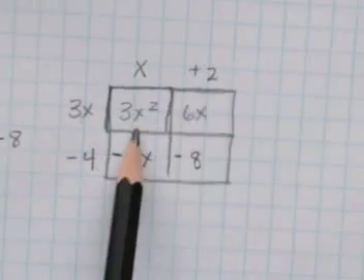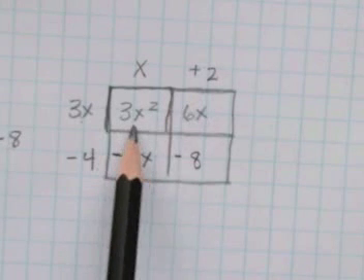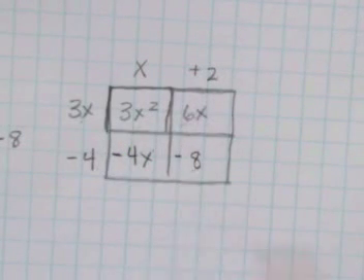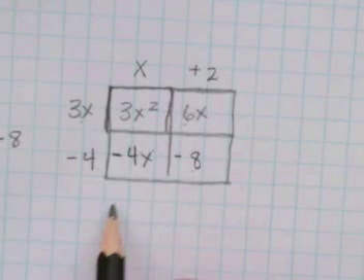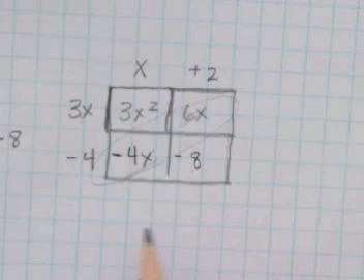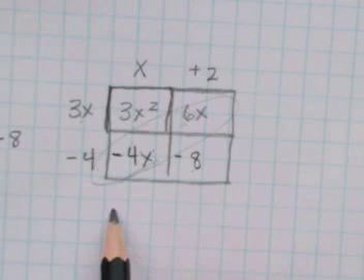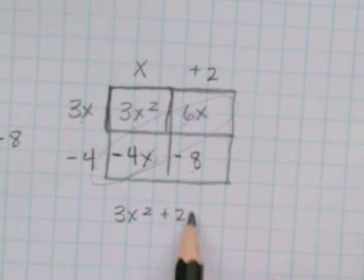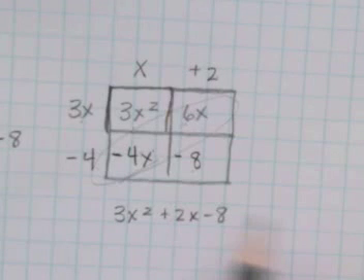So you see all the pieces of my FOIL right here: 3x squared, my two inner terms, and my constant term, and we just need to simplify that by combining these two terms that are on the diagonal. 3x squared plus 2x minus 8, and we get the very same answer that we did before. You're welcome to FOIL or use the box, whichever works for you.